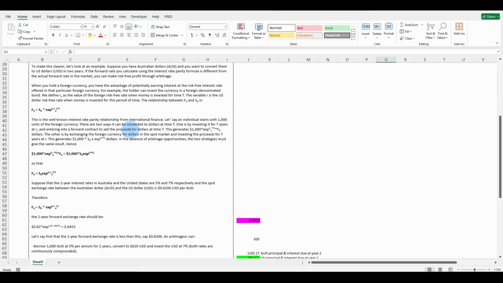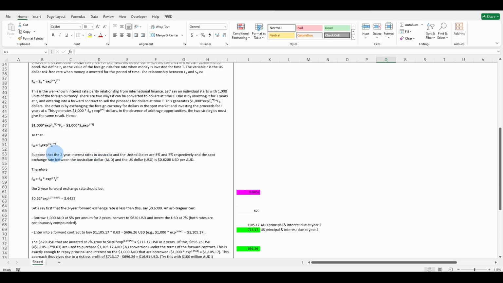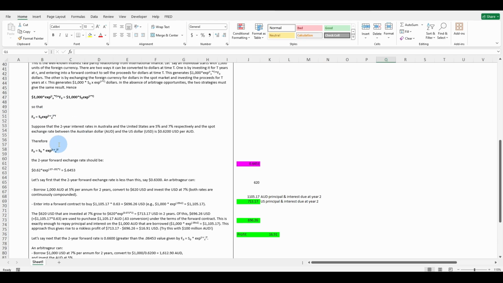In the absence of arbitrage, the two strategies must give the same result. Hence, 1,000 exp(R_f times T) times F_0 is equal to 1,000 times S_0 exp(R times T), so that F_0 is equal to S_0 exp((R minus R_f) times T). Suppose that the 2-year interest rates in Australia and the United States are 5% and 7% respectively, and the spot exchange rate between the Australian dollar and the US dollar is 0.620 US dollars per Australian dollar.